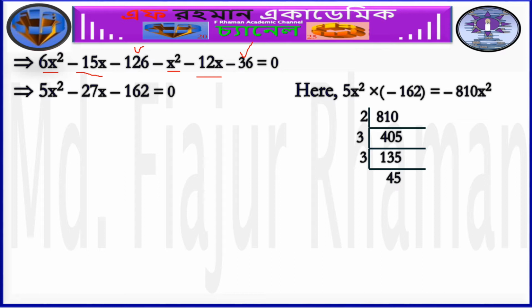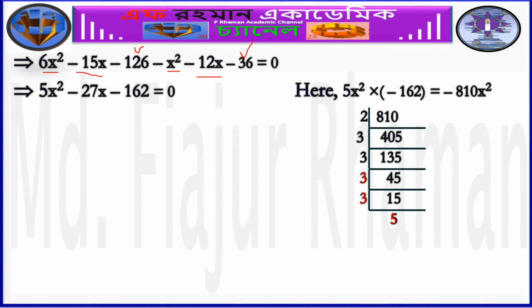45 is also an odd number and is divisible by 3. Dividing it by 3, we get 15. 15 is an odd number and is divisible by 3. Dividing 15 by 3, we get 5. 5 is a prime number. That's why we have to stop here.